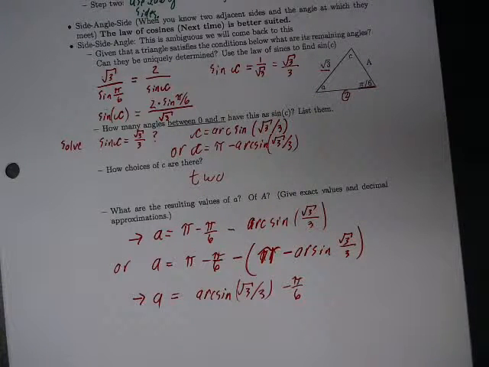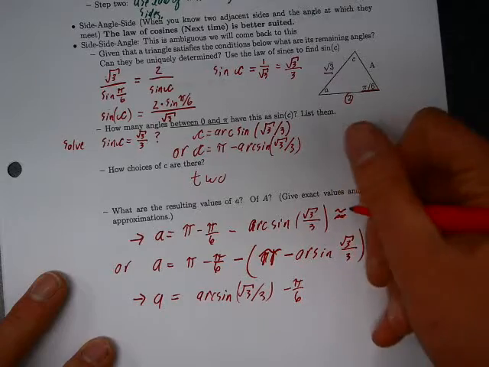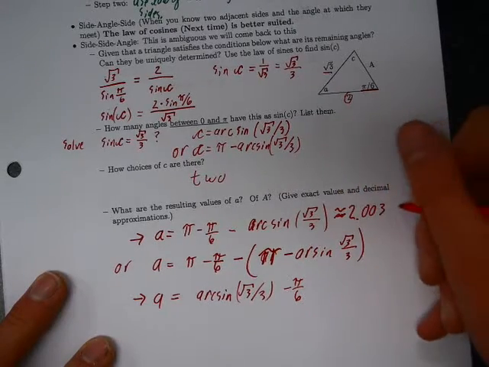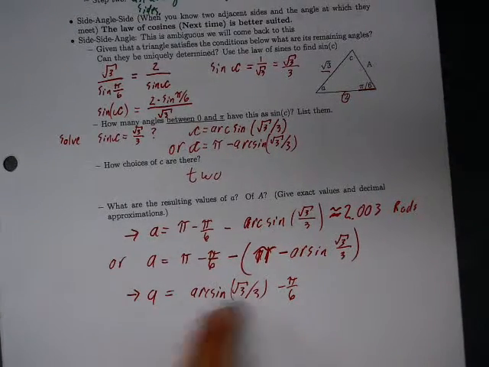So I get a decimal approximation of somewhere around 2 radians. Is that a valid angle? Is 2 less than pi? So that's a reasonable angle. One of our options is somewhere around 2.003 radians, which you could convert to degrees if you wanted to. The other possible option is the inverse sine of root 3 over 3 minus pi over 6.